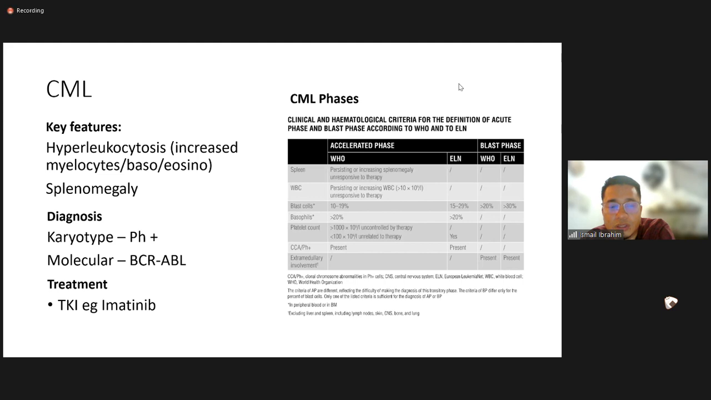The main key treatment for CML is tyrosine kinase inhibitor, and it is the first disease that can be treated by using tyrosine kinase inhibitor. The first medication that still exists now is imatinib, and there are now more lines of treatment, either second or third generation tyrosine kinase inhibitor.